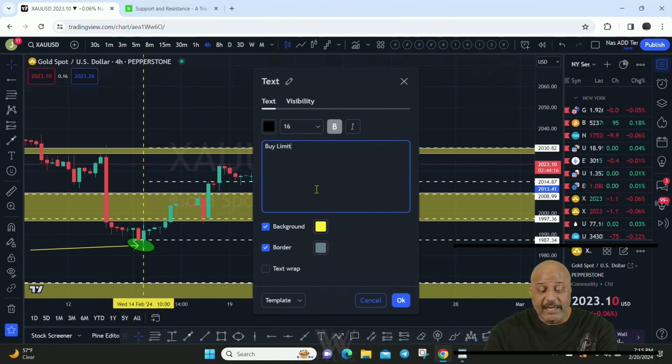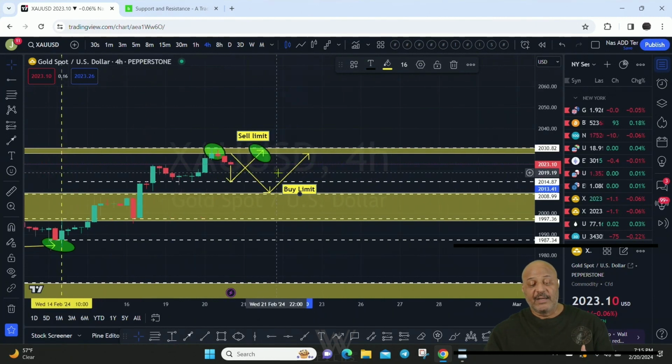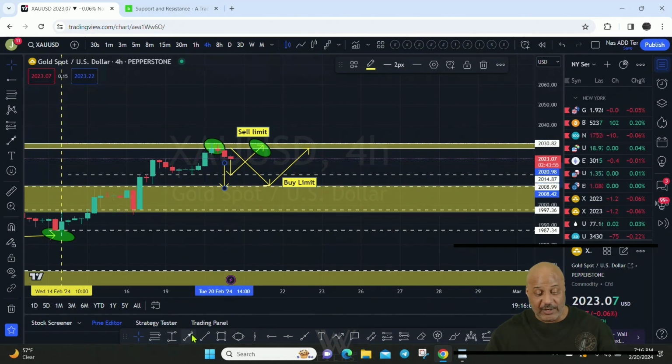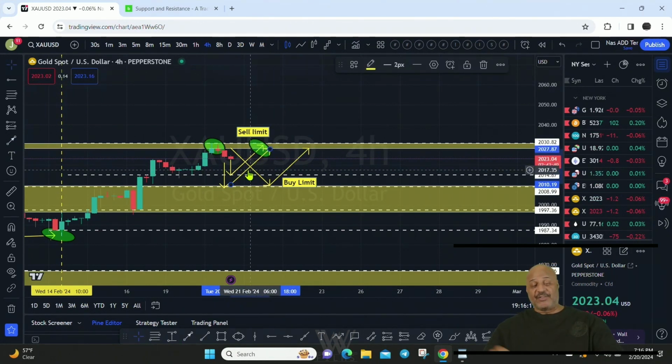The buy limit is based on my analysis saying that I believe that price will come down here, and it could reject, or it could continue, right? I have another arrow, it could continue all the way down, and then reject and go that way, up here, see? Boom. So it's different paths.